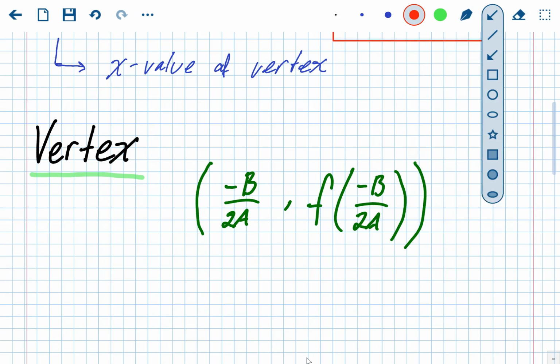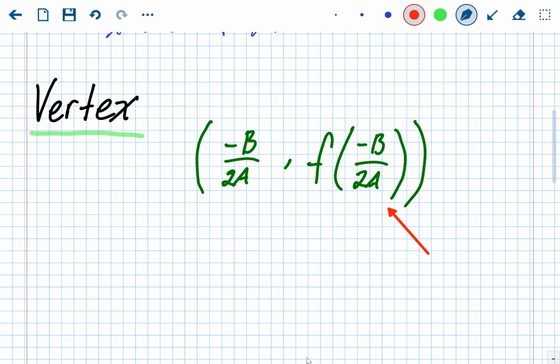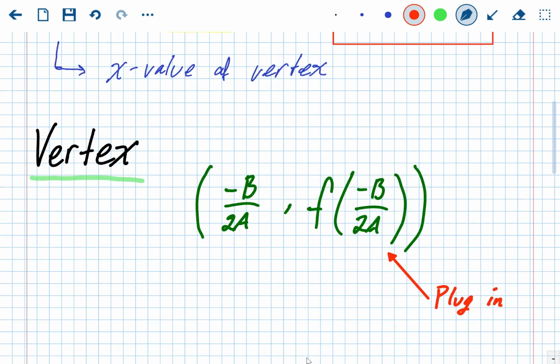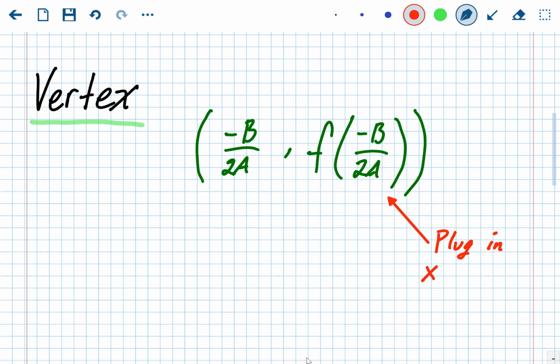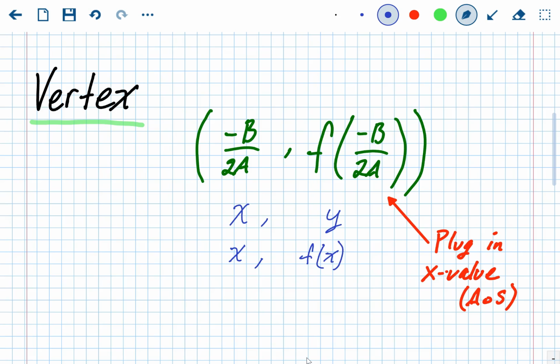So let's write that down. Again, to find that, all you're doing is plugging in the x value. And then just evaluate that expression. And again, the x value is also the axis of symmetry, AOS. Your vertex is going to be a point. It's going to be a point x, y, or again, sometimes x, f of x: input, output, independent, dependent.